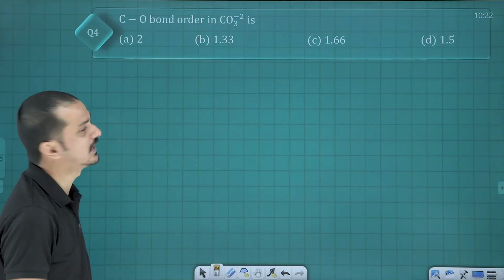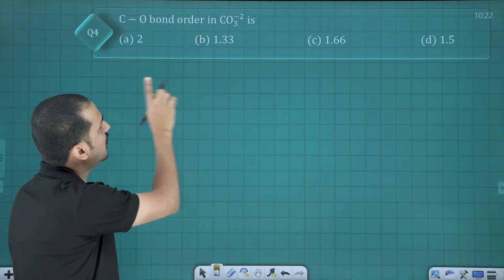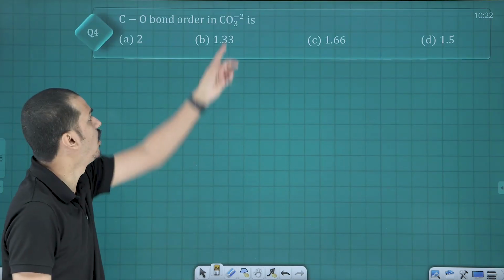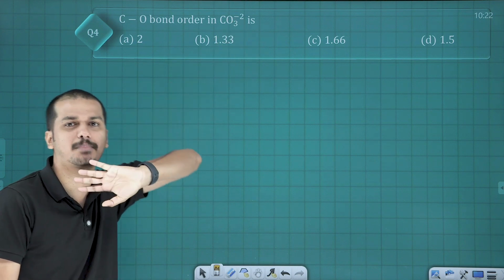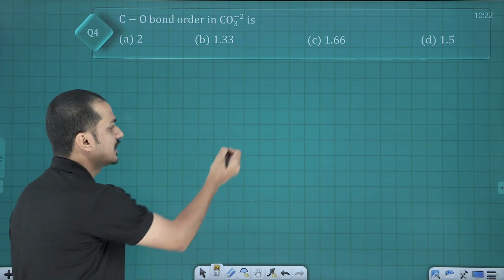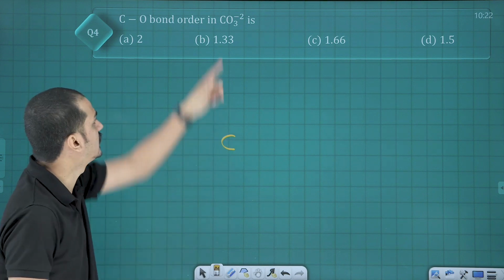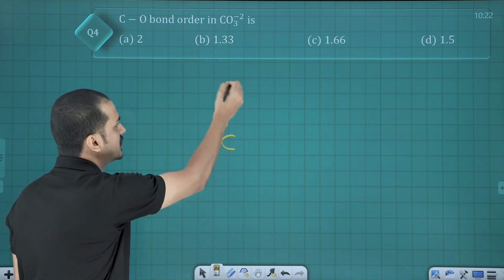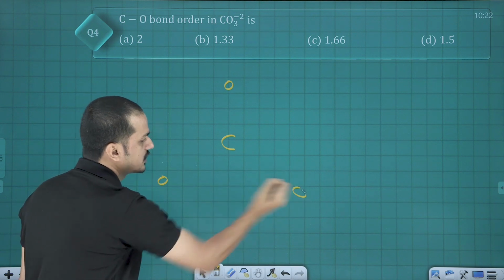What about the next question, dears? Here they are asking carbon-oxygen bond order in CO3 2 minus. CO3 2 minus means carbonate ion. First of all, you must know how to draw the structure of CO3 2 minus. Here the central atom is carbon. Around it 3 oxygens are there: 1 oxygen, 2 oxygen, 3 oxygen.